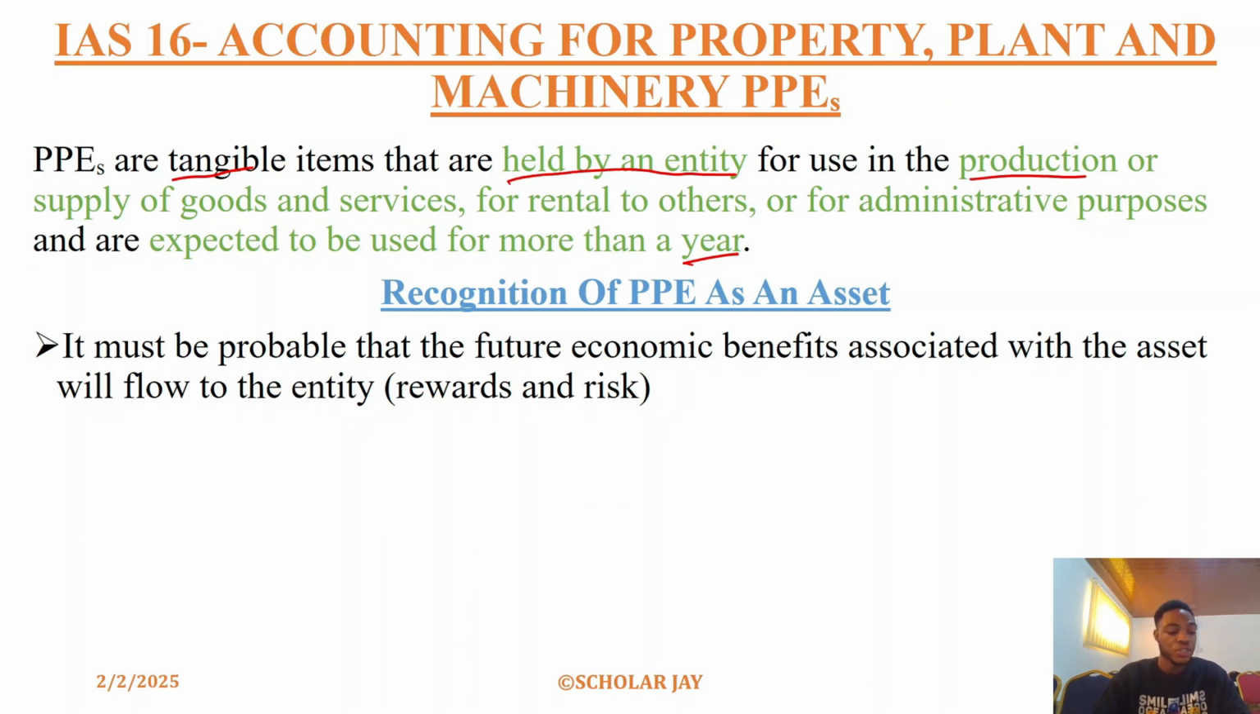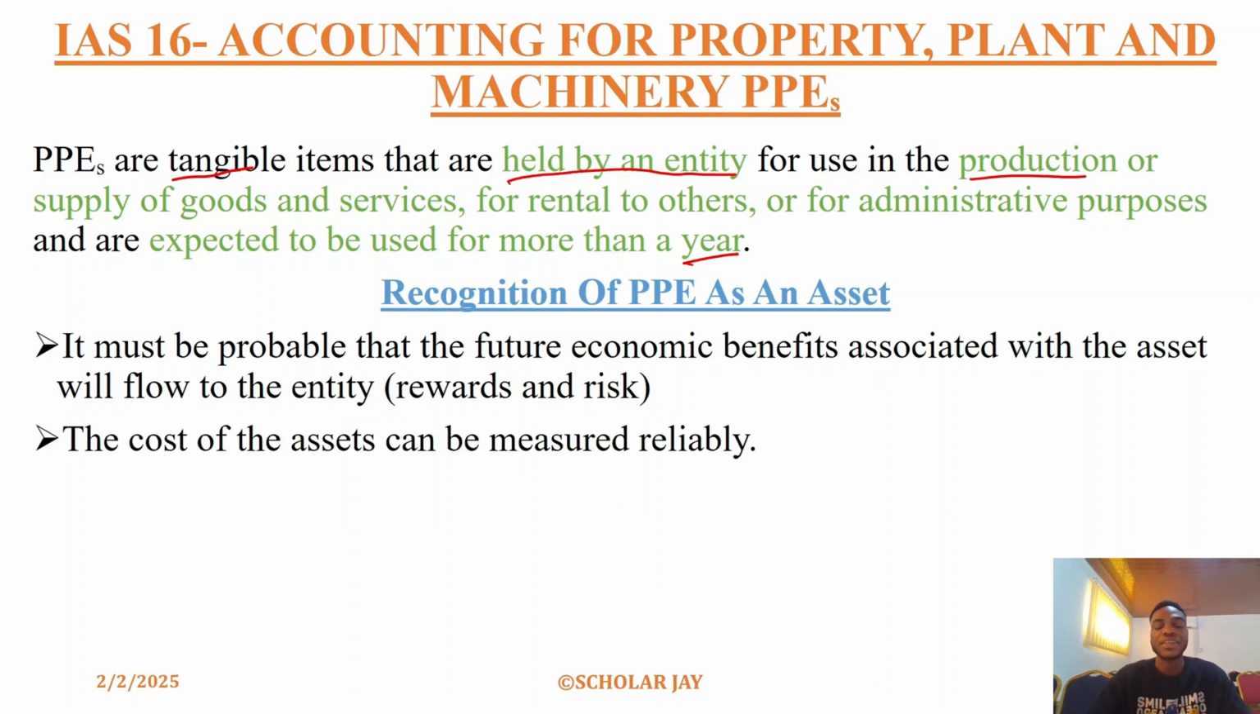And then the second condition has to do with the fact that the cost of the asset can be measured reliably. So if you are using an asset that you cannot give value to, then the asset cannot be recognized as PPE. But when these two conditions are met, the fact that it is highly probable that the future economic benefits associated with the asset, in terms of rewards and risks, will come to you, the entity, and the fact that you can give value to the asset, then we say that you can show this asset as PPE in your books.